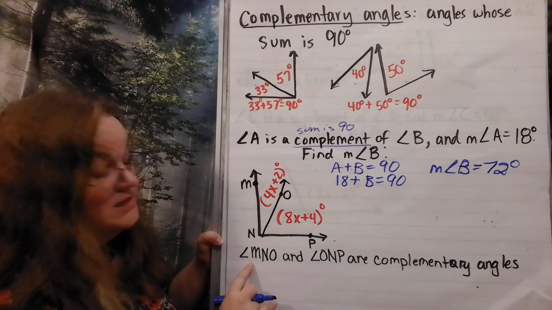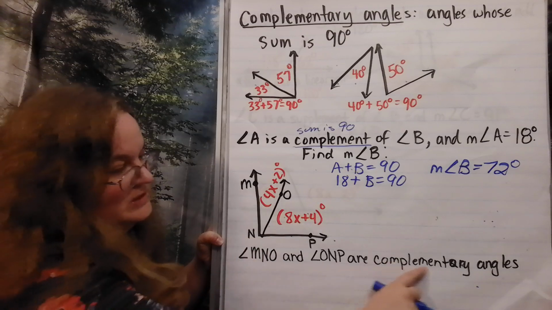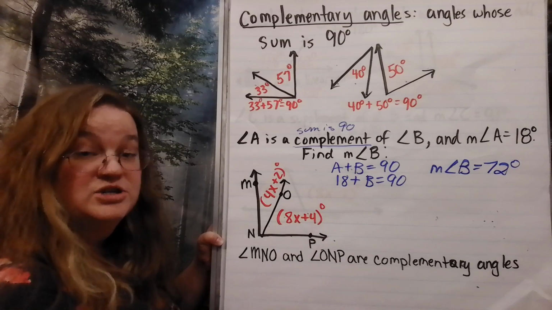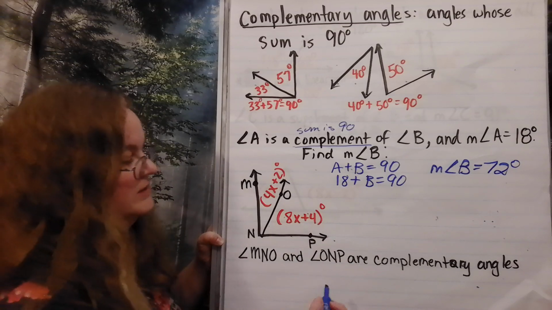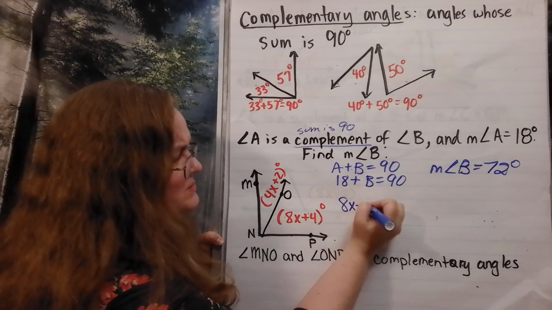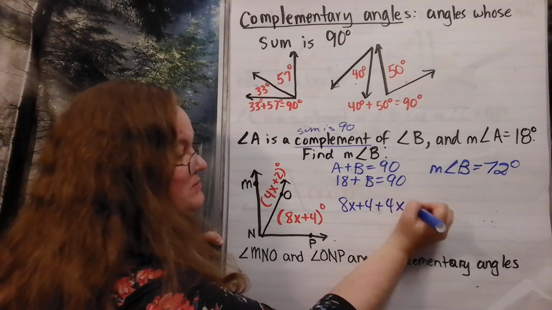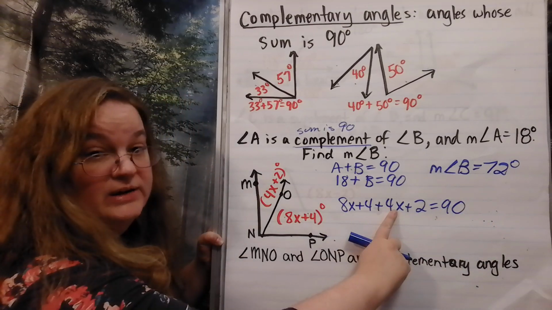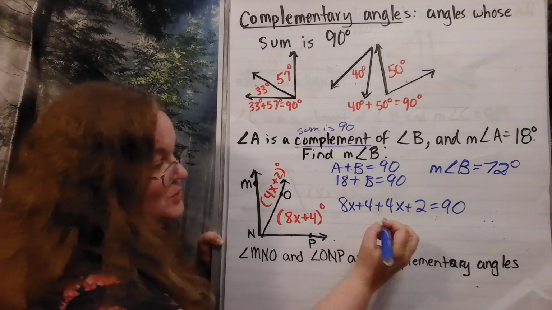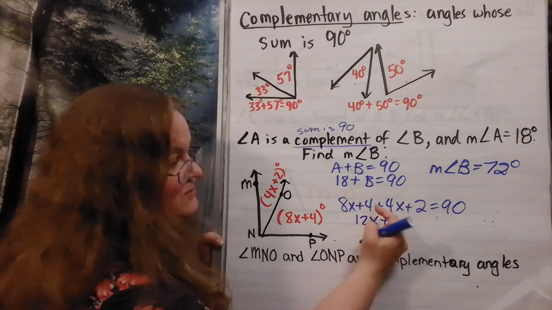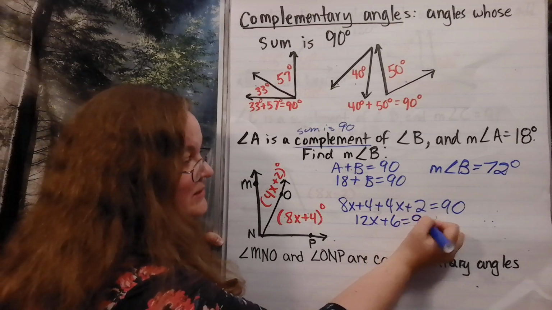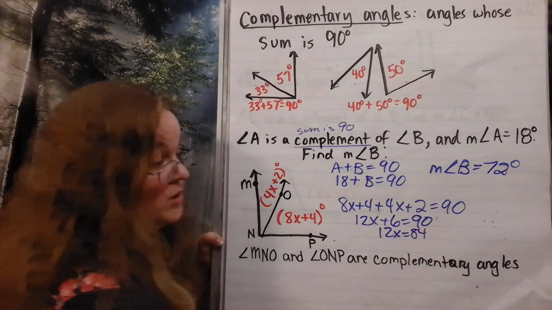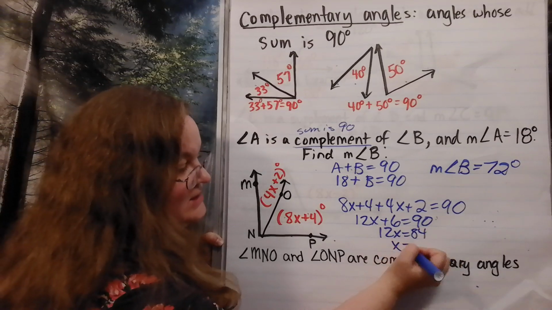When I take a look, this is another type. I'm being told they're complementary angles, which means this plus this equals 90. This is a chance for me to write an equation in order to solve it. So 8x plus 4 plus 4x plus 2 equals 90 degrees. I'm going to start by combining like terms. 8x plus 4x is going to be 12x. 4 plus 2 is 6. Subtracting 6 gives me 12x equals 84. And then when I divide, x equals 7.